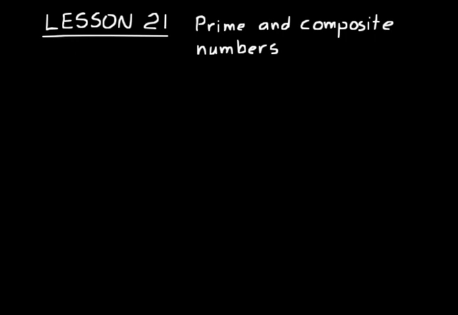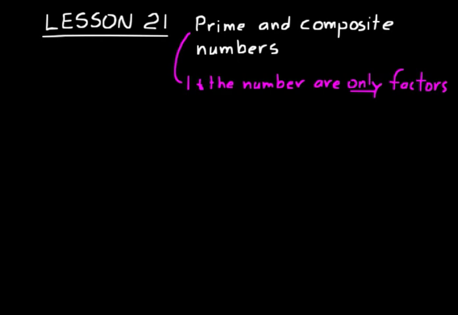Lesson 21 has 2 parts, and the first part is on prime and composite numbers, and the second part is on prime factorization. Best way to think about prime numbers is that they only have 2 factors, 1 and the number itself. Those are the only 2 factors that they have. So try to remember that a prime number, 1 and the number itself are the only factors.